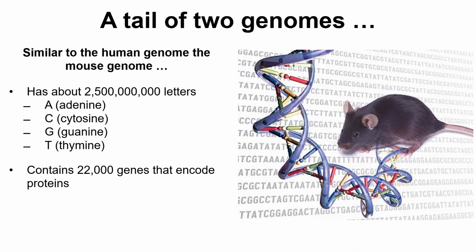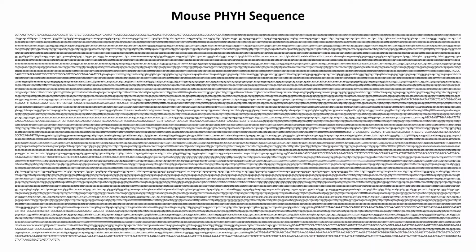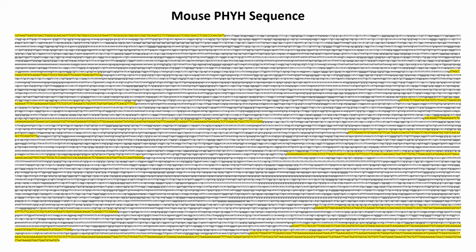Now, since the focus of this talk is two genomes, mouse and human, let's talk about a tale of two genomes. Similar to the human genome, the mouse genome has about 2.5 billion letters, A's, C's, G's, and T's. It also contains 22,000 genes that encode proteins. The mouse genome also has a PHYH sequence. Here it is in all its mousy glory. And if one were to highlight in yellow the parts of the gene that give the instructions for making a protein, you would see it on this particular slide.